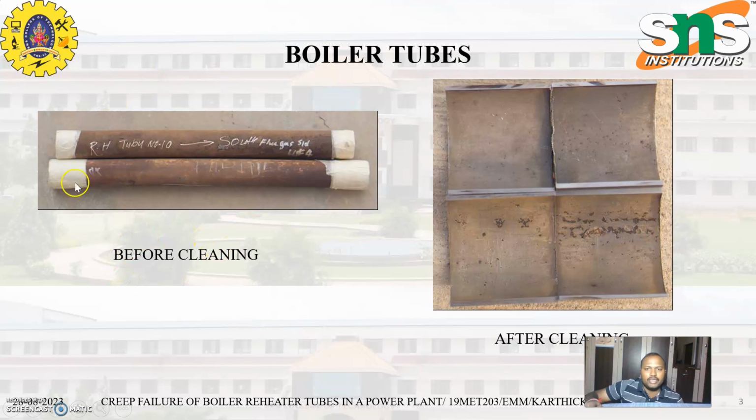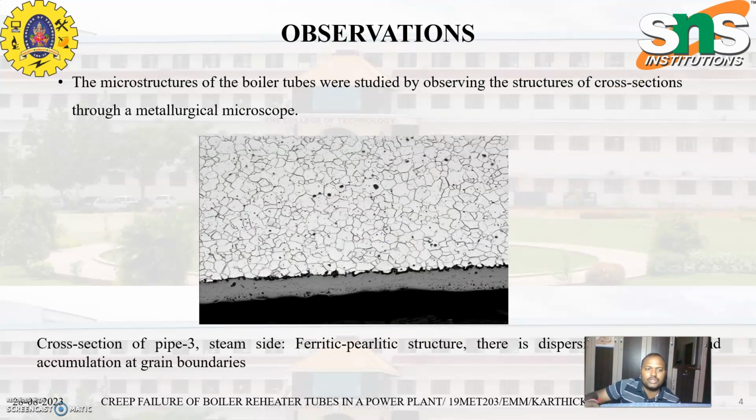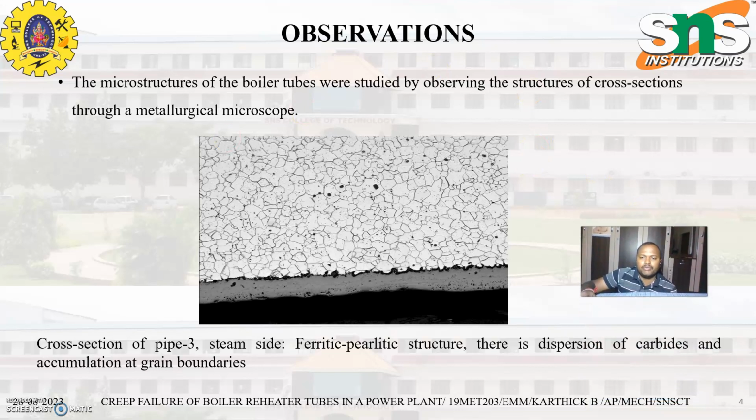So here, before cleaning, we can see the pieces which were taken from these reheaters, and after cleaning, you can see they are cut into pieces and cleaned. The first one is the microstructure of these boiler tubes, which was studied using microscopy. In this microstructure we can see the structure of the cross sections, which contains a ferritic pearlite structure with the dispersion of carbides and accumulations at grain boundaries.